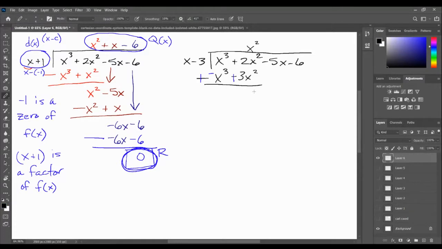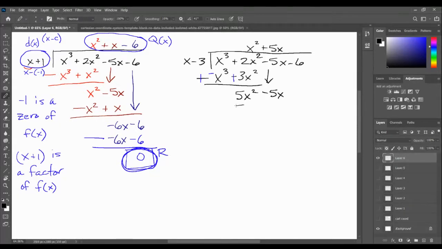Subtraction is the same as adding a negative. So if you make it a plus and change the sign of both, sometimes that helps. X cubed plus negative x cubed is 0. Negative 2x squared plus 3x squared is 5x squared. Bring down the negative 5x. What do I multiply x by to get 5x squared? Well, that's 5x.